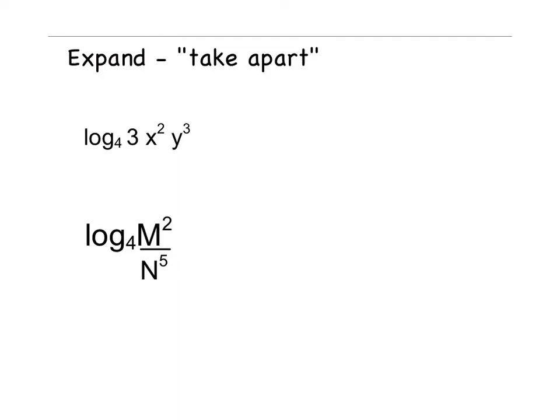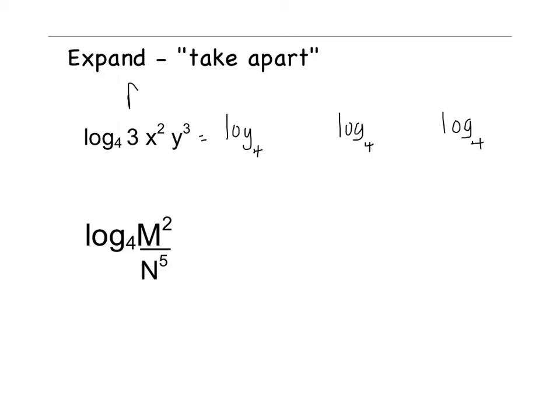We can use the properties of logarithms to take apart logs. You see the first log example, log to the base 4 of 3x squared y to the 3rd. Notice that I have log base 4 and then I have 1, 2, 3 pieces. So when I take this apart, I'm going to actually have 3 logs to the base 4. So I'm just writing log to the base 4 3 times.